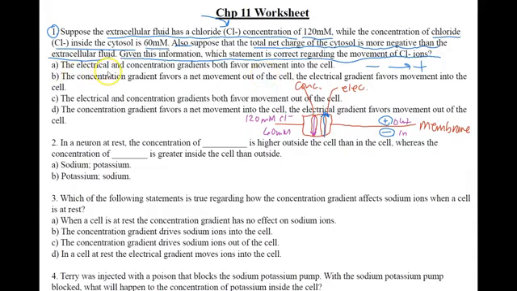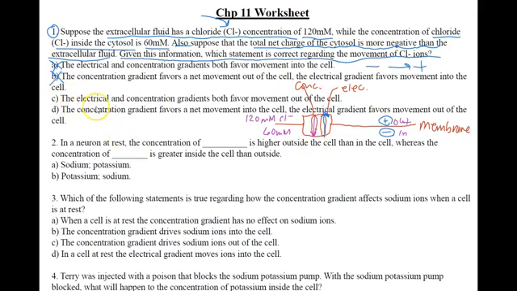So for A, it says the electrical and concentration gradients both favor movement into the cell. That is false, based on our own diagram that we created from reading the question. So that's out. For B, the concentration gradient favors a net movement out of the cell, and the electrical gradient favors a movement into the cell. That's kind of the opposite of what we see. The electrical gradient is going to be out. The concentration is going to be in. So that's opposite, so that's incorrect.